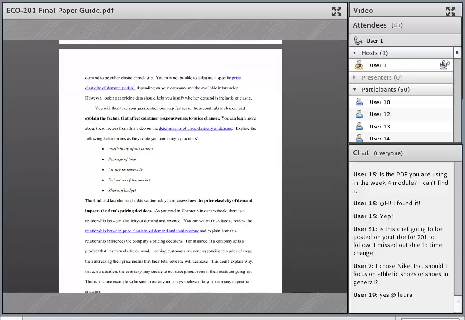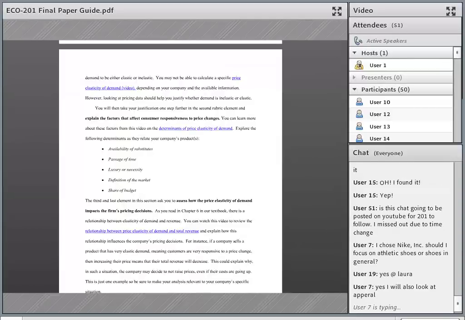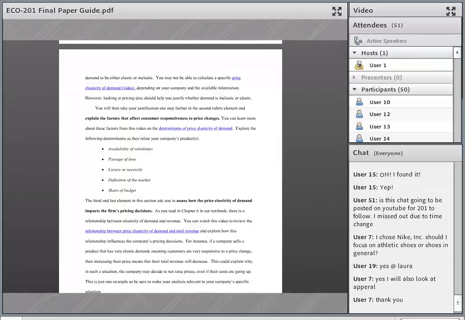So Amanda asks, I chose Nike. Should I focus on athletic shoes or shoes in general? Sneakers, yeah, athletic shoes. But they also do apparel as well. So you might want to look at apparel if you feel that you have the bandwidth to include those products. But obviously sneakers is their flagship product, so it makes sense to start there.